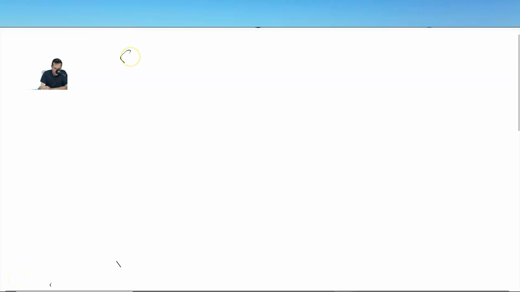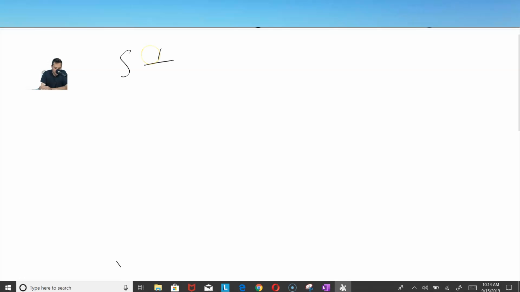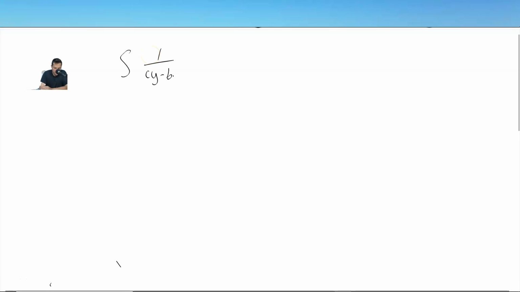And this one is finding antiderivatives. I have here 1 over (c − by) y, dy. You can do this using either partial fractions, or you can also do it with completing the square. I'll do it with partial fractions rather.